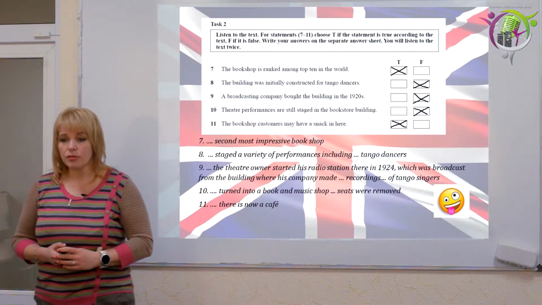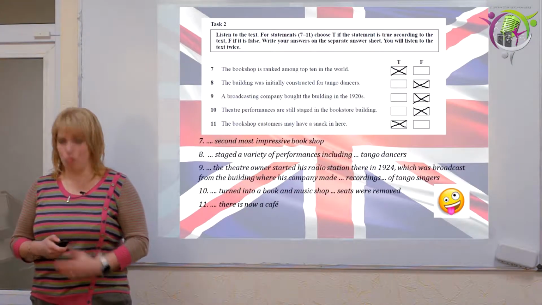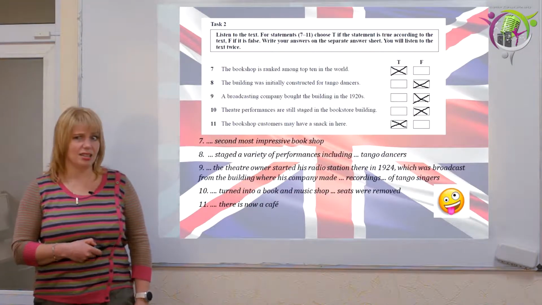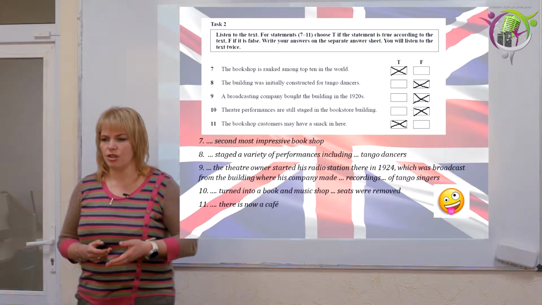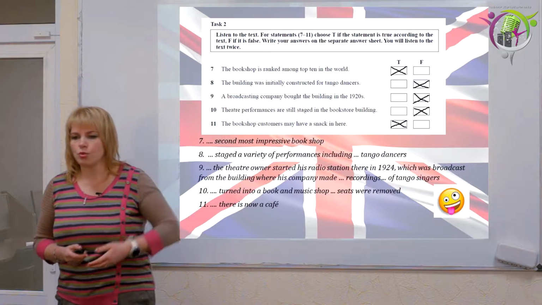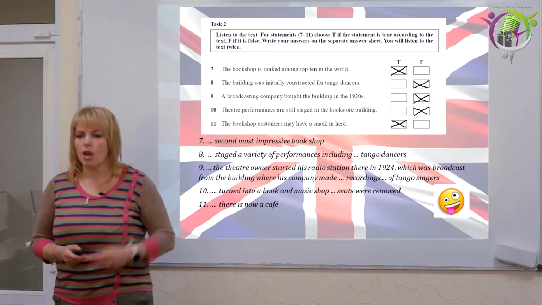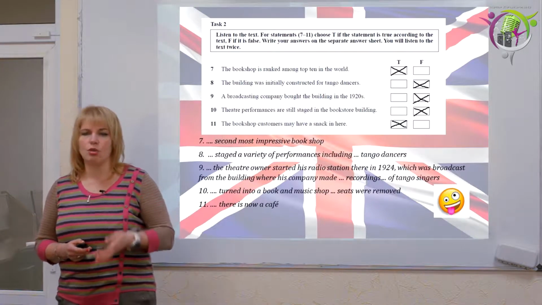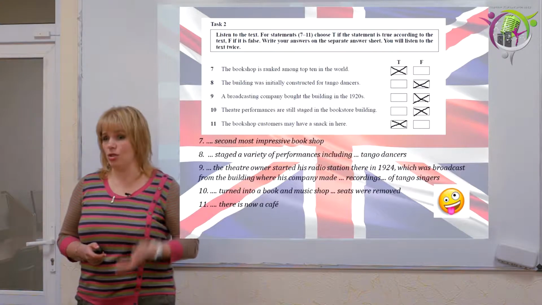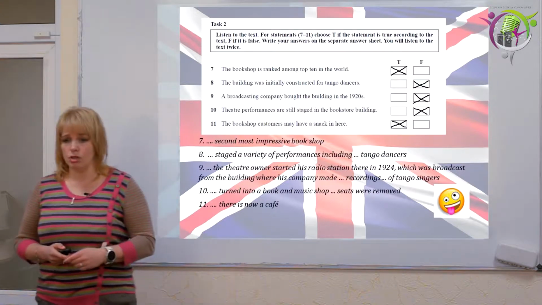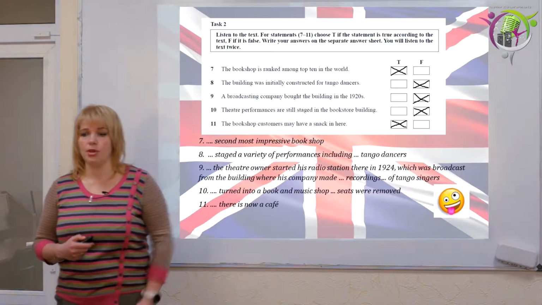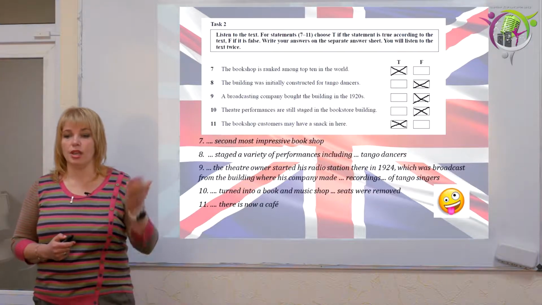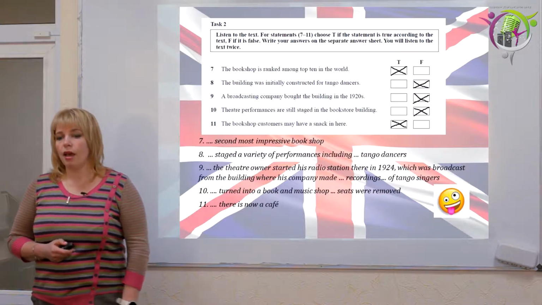For statement 9, it was pretty complicated. That's how I felt, yeah? So the theater owner started a radio station there in 1924, which was broadcast from the building where his company made recordings of tango singers. It was challenging, but it was false, right? Because it wasn't the broadcasting company who bought the building. It was the theater owner, yeah?